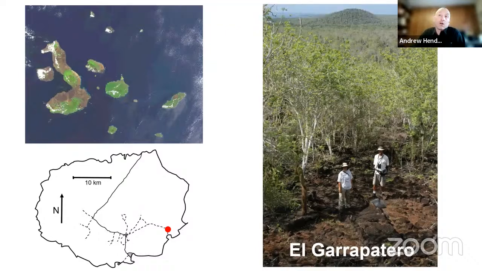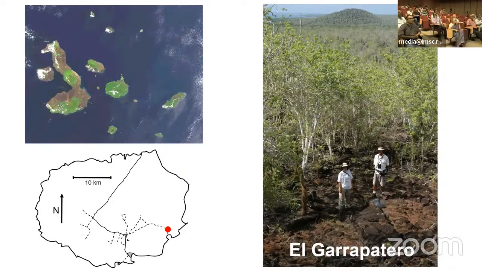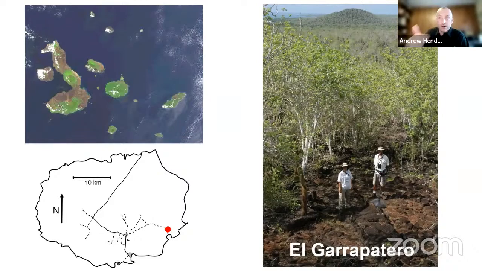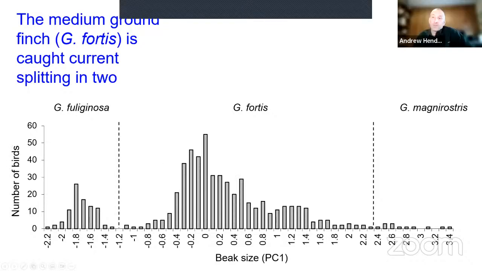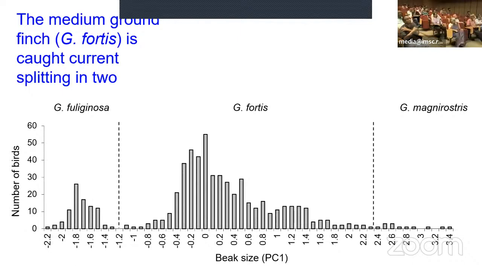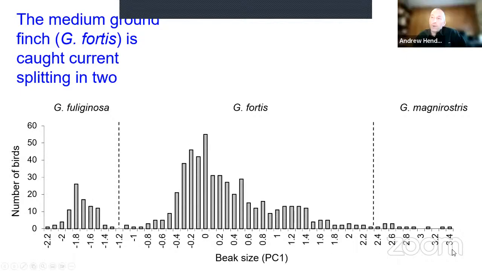beak size across the three seed-eating finches, so the small, medium, and large. This is what the distribution looks like. This is the number of birds on the y-axis here, and this is their beak size on the x-axis on the bottom. Now, you can see that you have each of the three species present. So you have the small ground finch here, you have the medium ground finch in the middle, and there's a few birds of the large ground finch over here.